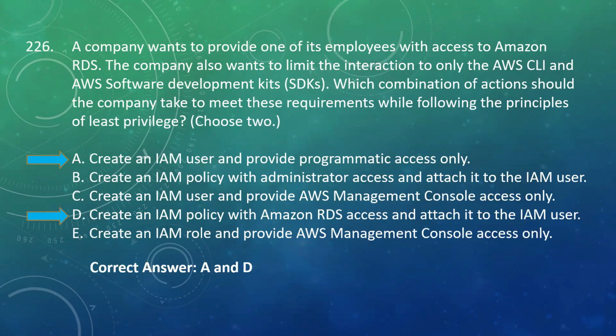Now let's look at why the other options are incorrect. Option B grants admin access, which is too broad of a permission and doesn't follow the AWS principle of least privilege, making it an incorrect choice. Option C and option E talk about management console access, which makes them incorrect, as the key requirement is to limit the access to CLI and SDK only.